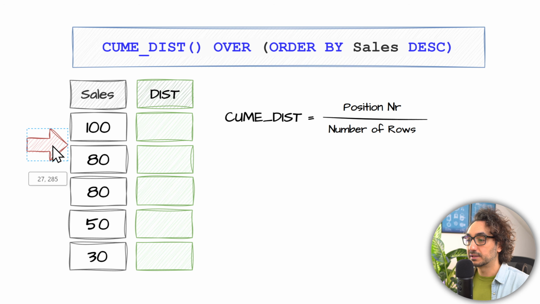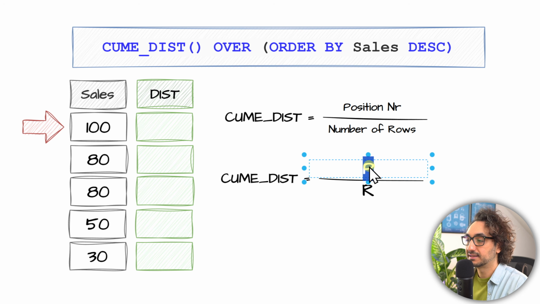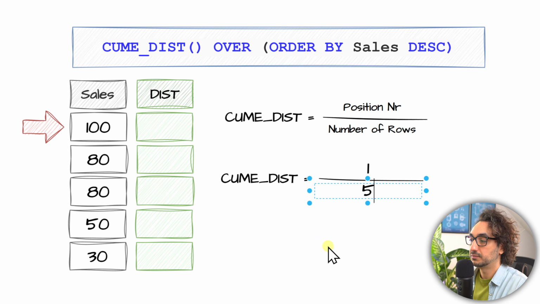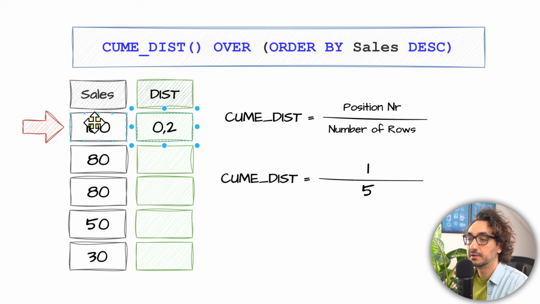So SQL gonna start with the first value in our list. So it's gonna be calculated like this. So what is the position number of the first value? It's gonna be 1, right? So this is the first value in our list. And what is the total number of rows? We have 5 rows, right? So 1, 2, 3, 4, 5. So we're gonna divide 1 by 5, and the result gonna be 0.2. So this is gonna be the first value for the first row.